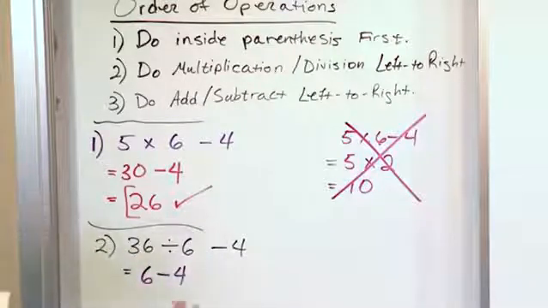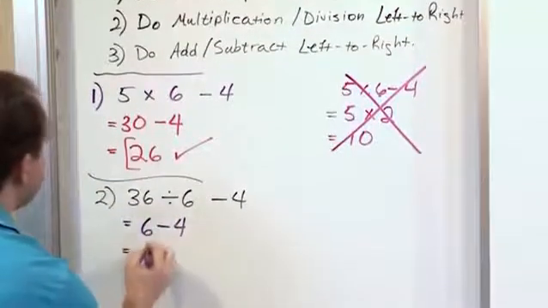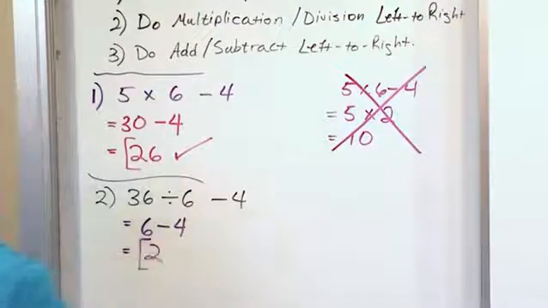Now the only thing remaining to do in the problem is subtraction. That comes dead last. 6 minus 4 is 2. So the answer is 2.